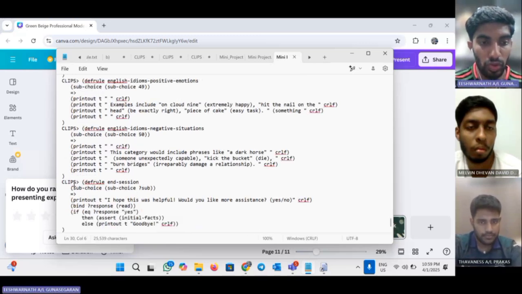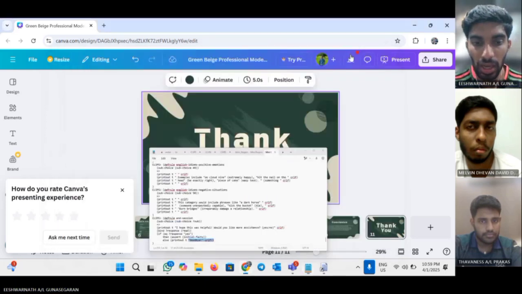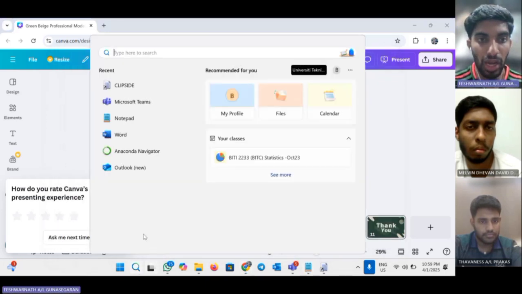And then we end the session of the coding with the sub choice, which ends up all the coding section. After we include all our choices, the output will be the final answer, which is goodbye. So now I will show a demo of how the code will work.